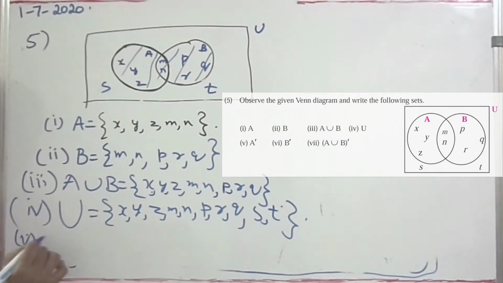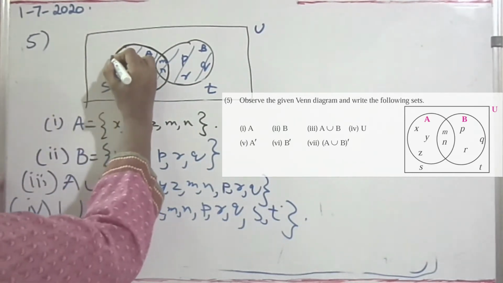Fifth one is A complement. Now last time we had done what is A complement. What is A complement? Means not there in A but there in the universal set. So not there in A. This is our A.